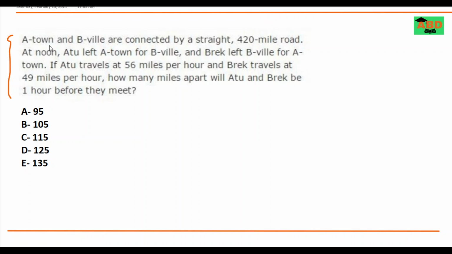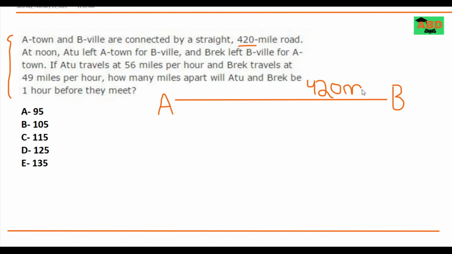A town A and B Willie are connected by a straight 420-mile road. Okay, so I need to sketch this out. So there is a town A and a B Willie somewhere here, and let me use a line. Okay, so there is a straight road. And what's the dimension? Okay, yeah, 420 miles. So they're 420 miles apart.